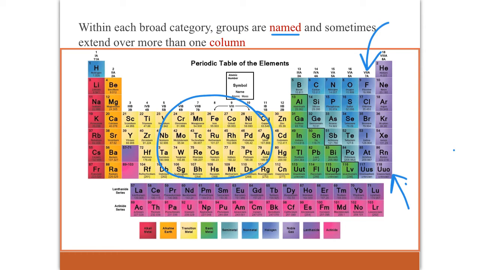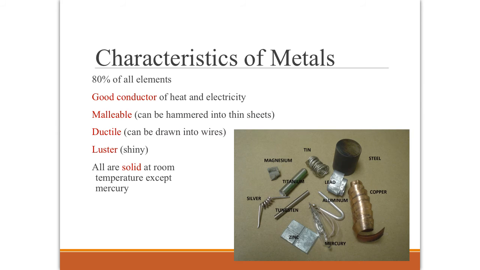So as we go through the periodic table, sometimes we refer to the elements in terms of metals or nonmetals, or sometimes we're talking about particular groups, like say the alkali metals over here on the far left. So let's talk generally about the characteristics of these three broad categories.